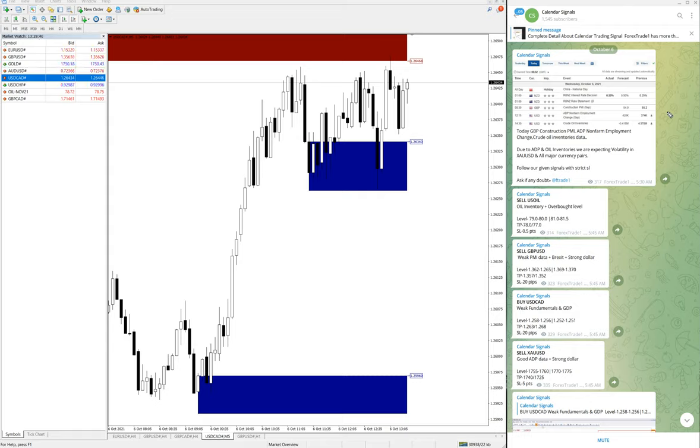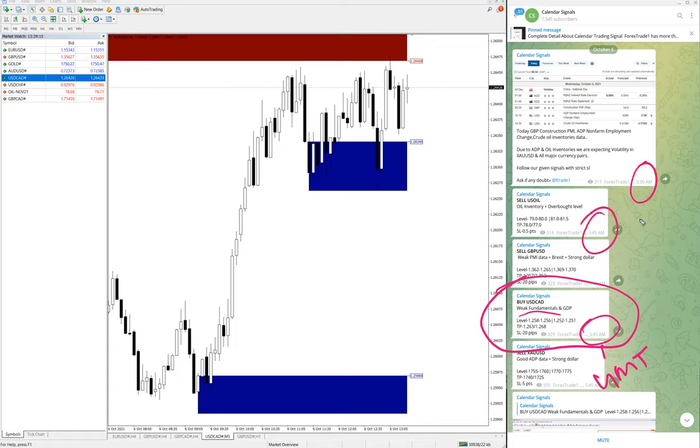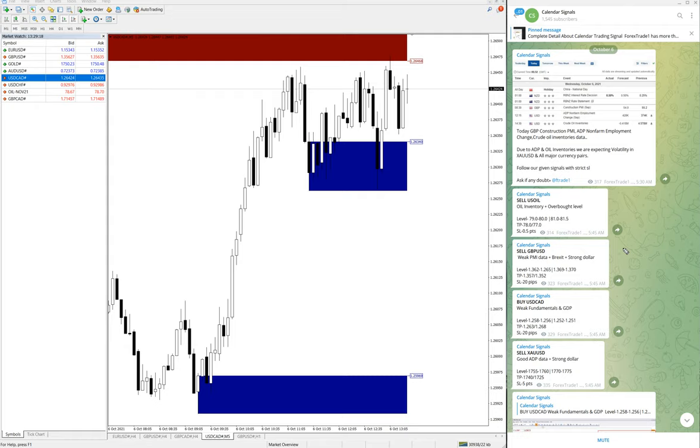For example, first we will see the performance of USDCAD. Here it is. We gave a buy on USDCAD. The reason is weak fundamentals and GDP. So based on these two reasons, we have given this USDCAD buy signal. You can see the signal given time, which is 5:45 AM GMT. All the signals we have posted are based on the GMT timeline.